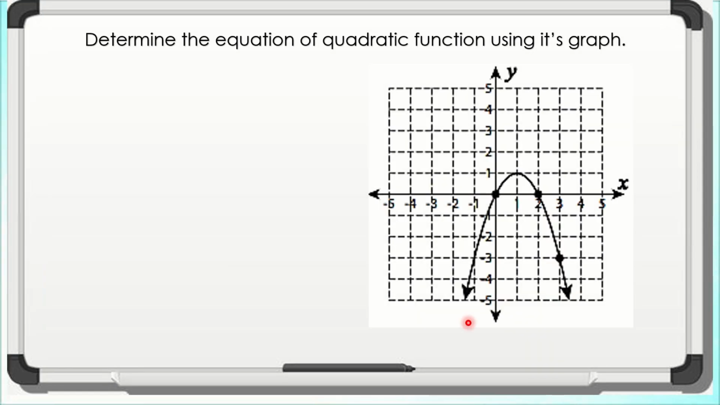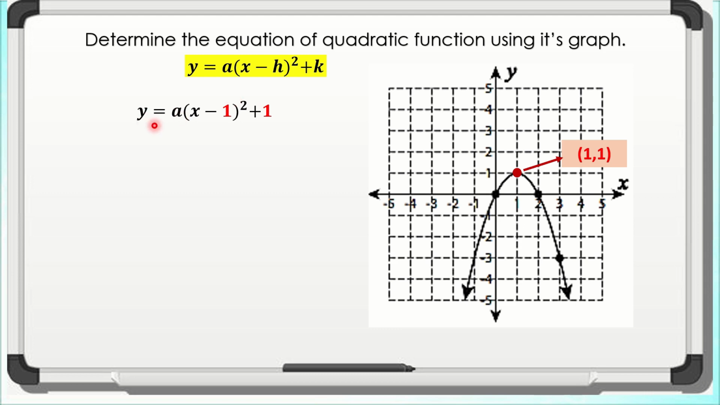Next, for the last example, let us find the equation of this graph. Using the vertex form y is equal to a times the square of x minus h plus k, let us get the coordinates of our vertex. So our vertex is located at point 1, 1. Then substitute it into our vertex form. So we have y is equal to a times the square of x minus 1, plus 1.